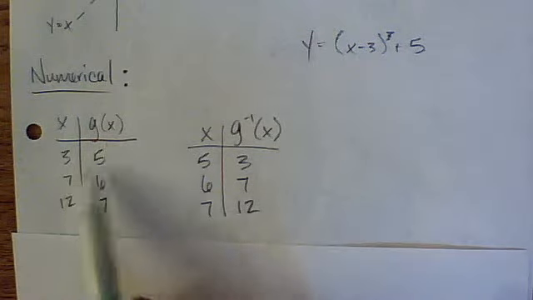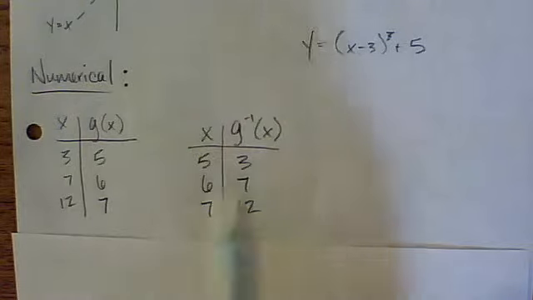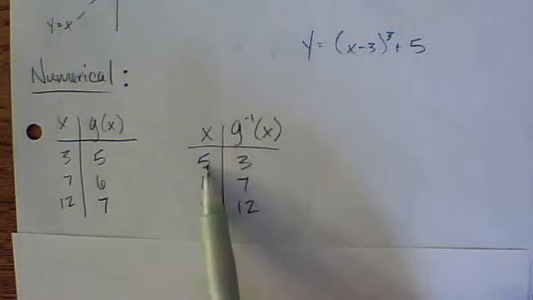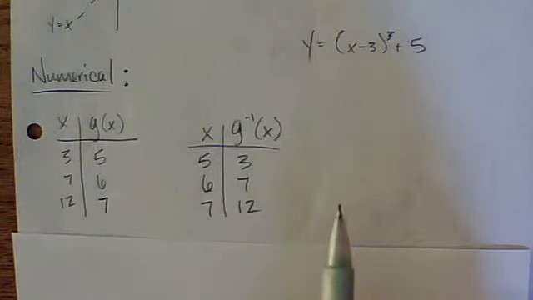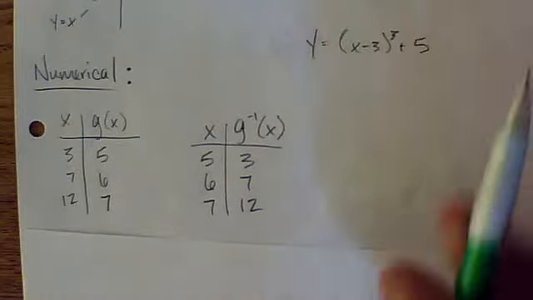If this is g of x: (3, 5), (7, 6), (12, 7), then g inverse would be (5, 3). So you can see the domain and range just flipped. Now, let's move on to algebraically.